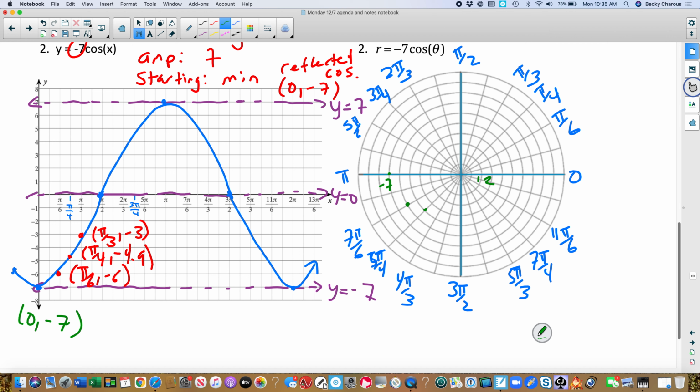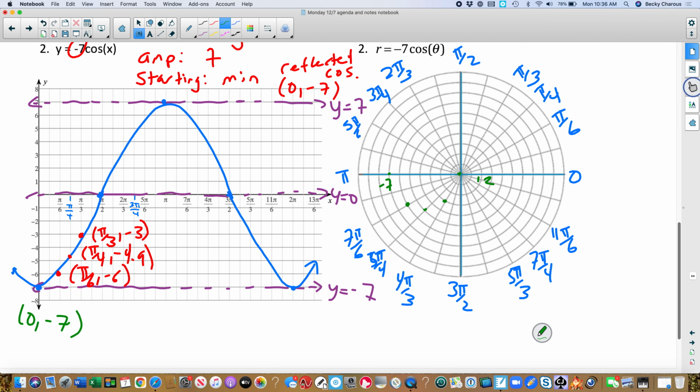Okay, then we're going to be at pi over 3, -3. That's actually an exact point, but pi over 3, -3, flip it over the pole. We're at 4 pi over 3. Okay, and then we're at pi over 2, 0.